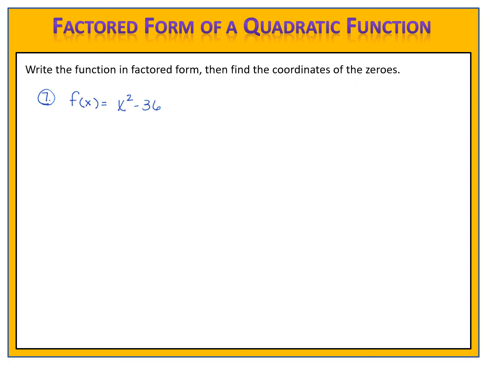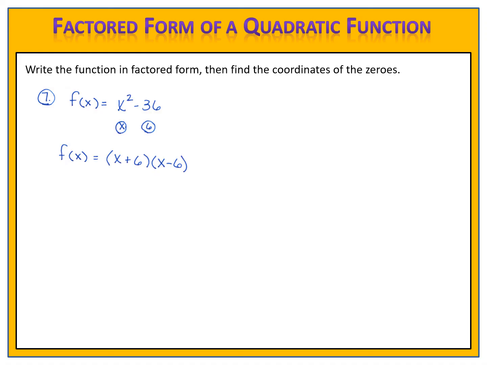In the next exercise, we're going to look at a quadratic function that looks a little bit different than those that we've seen already. This one is a difference of two perfect squares, and we know we can factor a difference of two perfect squares into a conjugate pair. X times x gives me x squared, and 6 times 6 gives me 36. The two terms are connected by subtraction. We can factor this to f of x equals x plus 6 times x minus 6.